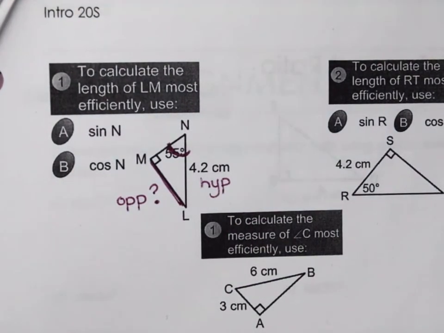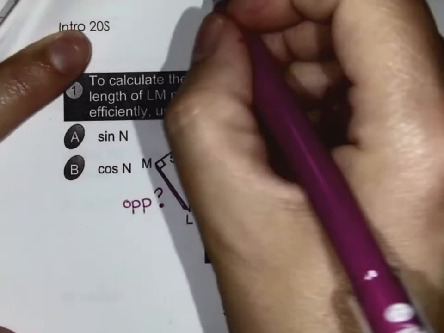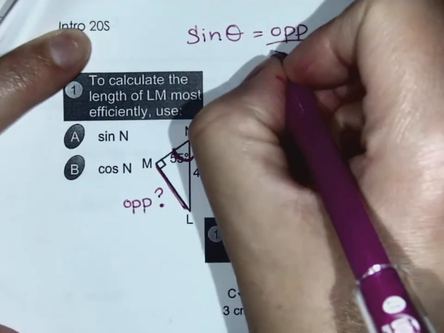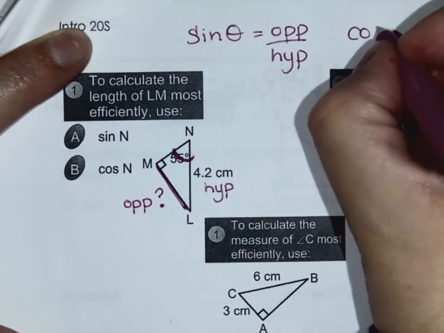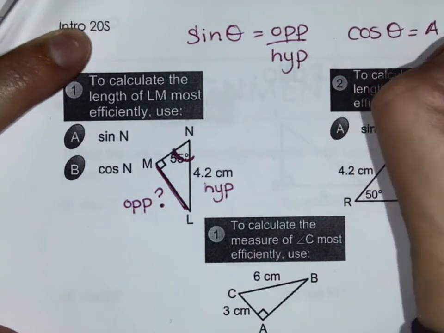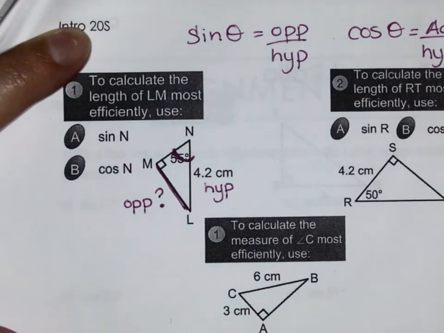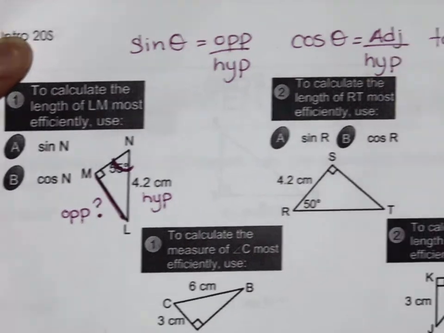Okay, so now that I know that, I can answer the question. I'm looking for my opposite, I have my hypotenuse, and I know my angle. Would that be sine or cosine? Wait, hold up. Trig formulas? And you guys are going to get so tired of writing these, but I swear it will stick in your head. Okay, those are your trig formulas.